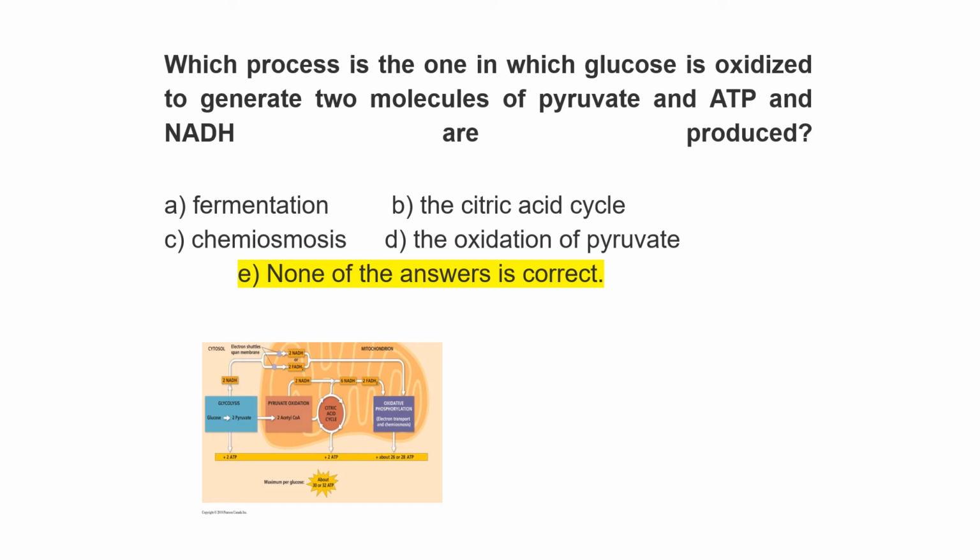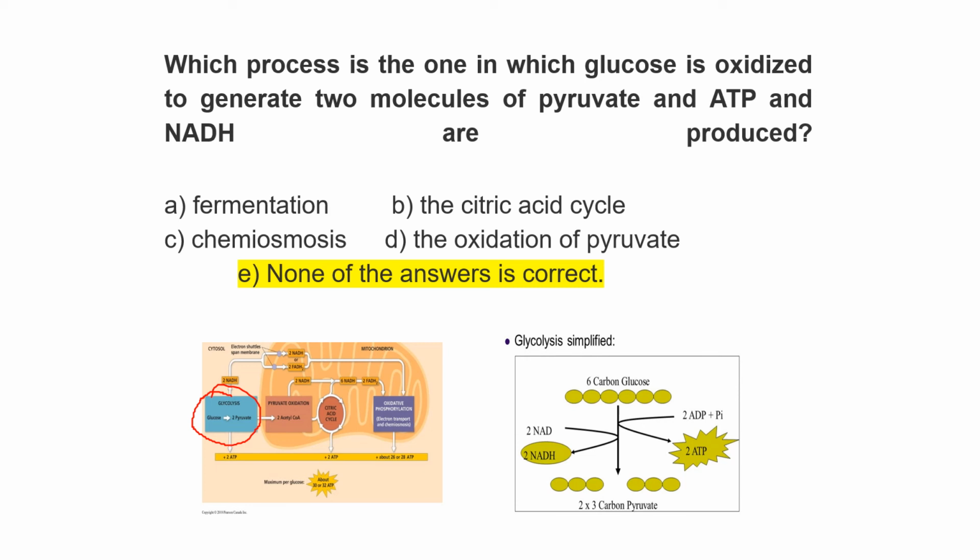So here they're talking about this process where you take glucose and you produce two pyruvate molecules. You produce ATP through substrate phosphorylation, and you produce 2 NADH. So this answer is the correct one, while the other ones are incorrect.